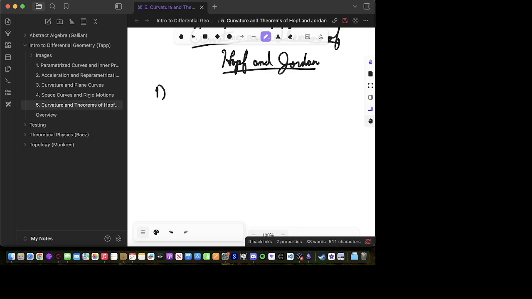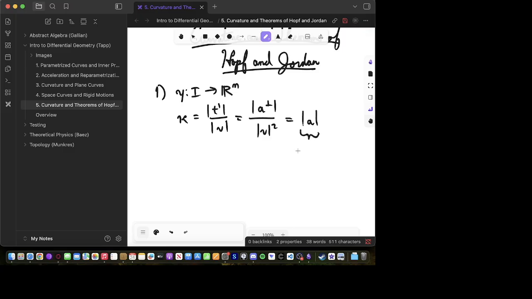So if we have a general curve, the curvature is the norm of the derivative of the unit tangent over the norm of the velocity, which is the norm of the perpendicular component of the acceleration over the square of the norm of the velocity. And if the curve is unit speed, it's the norm of the acceleration.